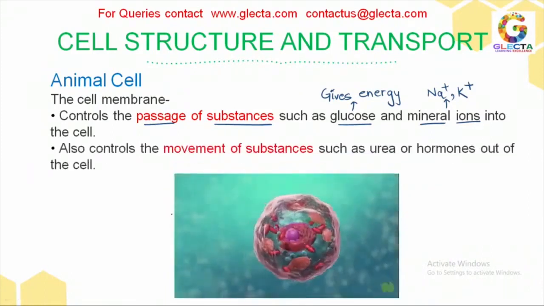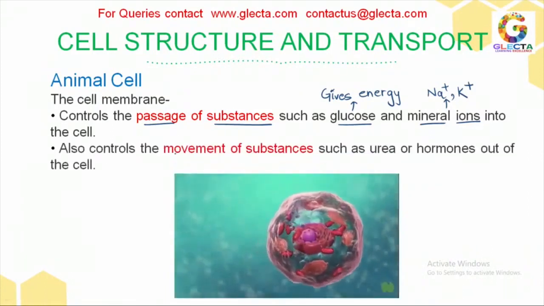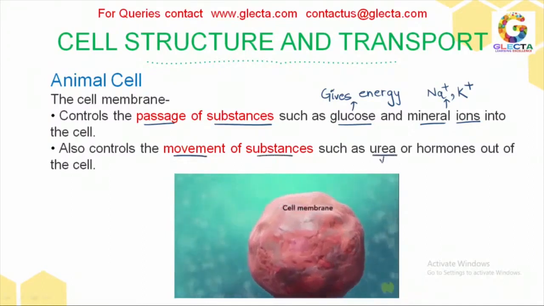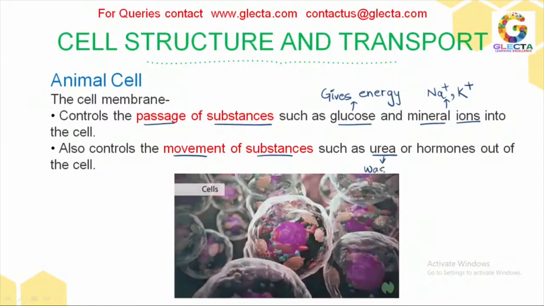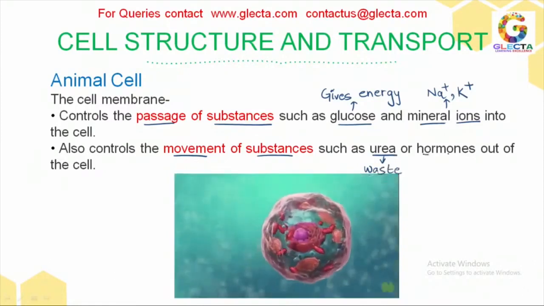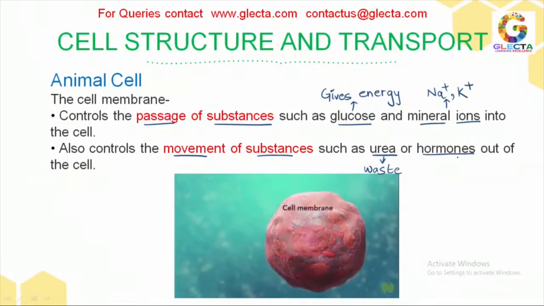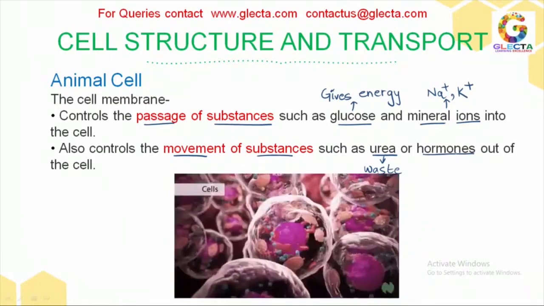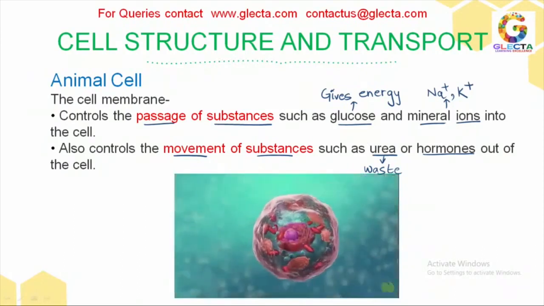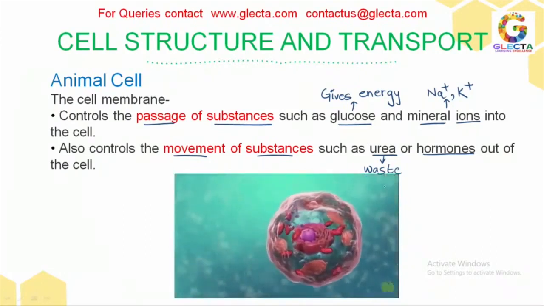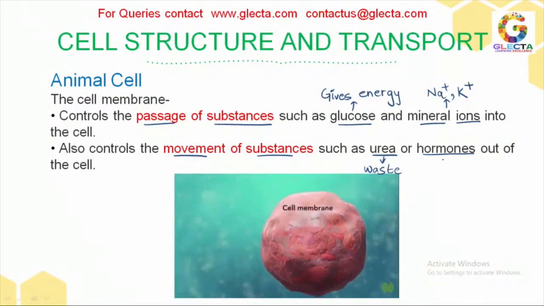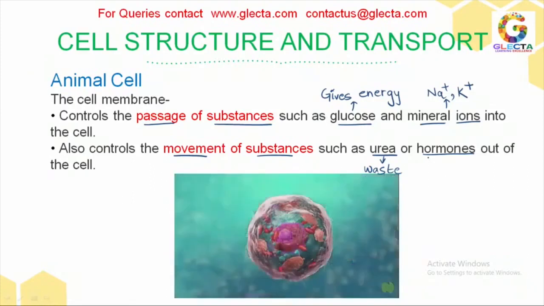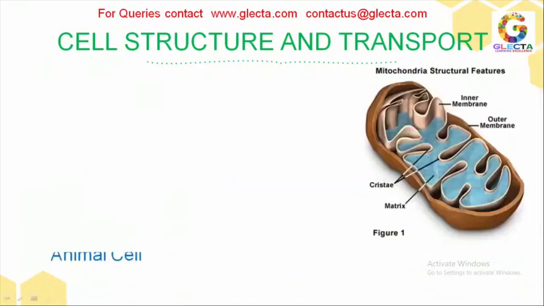Another thing that my cell membrane does is control the movement of substances such as urea, which is a waste material of the cell, and hormones, which are used for different functions in the body, so that both of these can move in and out of the cell. Although urea is never going to move into the cell because it's waste the cell is excreting out, hormones sometimes can be produced in the cell and are sent outside the cell for their functions.